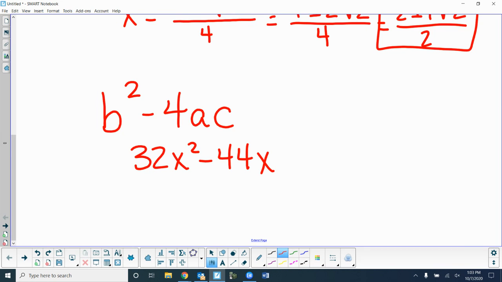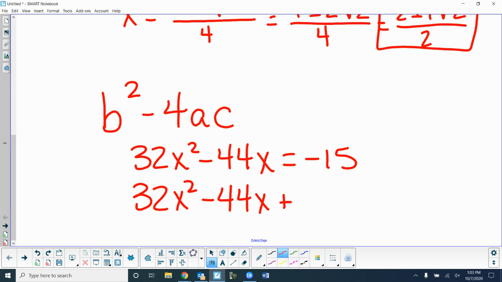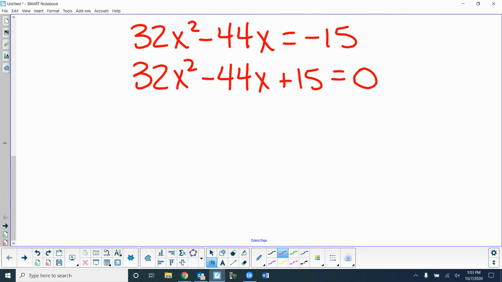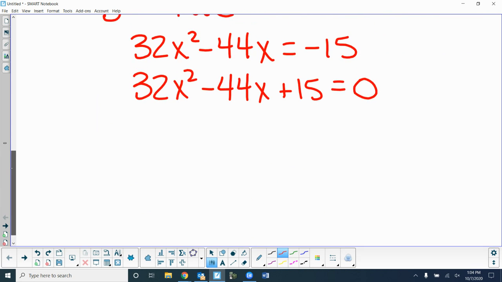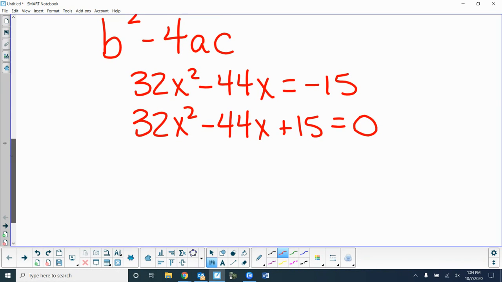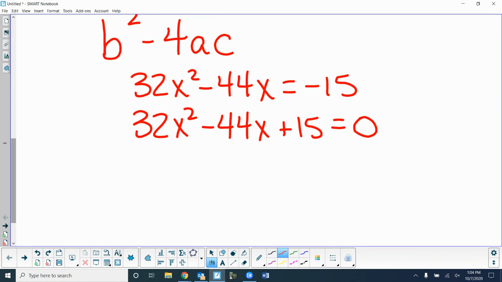Equals negative 15. So again, I like to set it equal to 0 when I'm using the quadratic formula. If I was completing the square, I just put plus blank and stuff. But I'd have to divide everything by 32 first, right? When I complete the square, A is supposed to be a 1. So the B squared would be the negative 44.